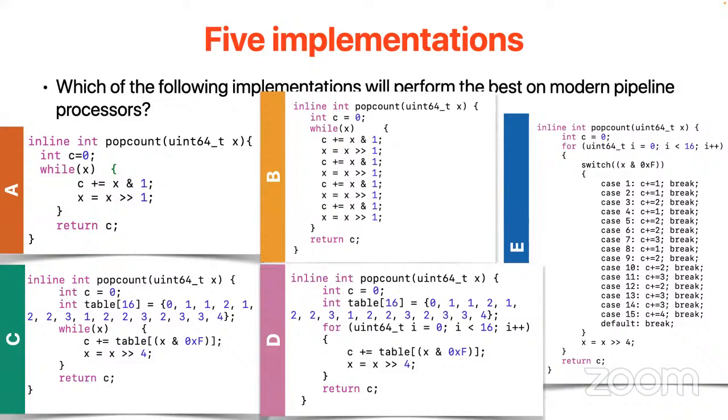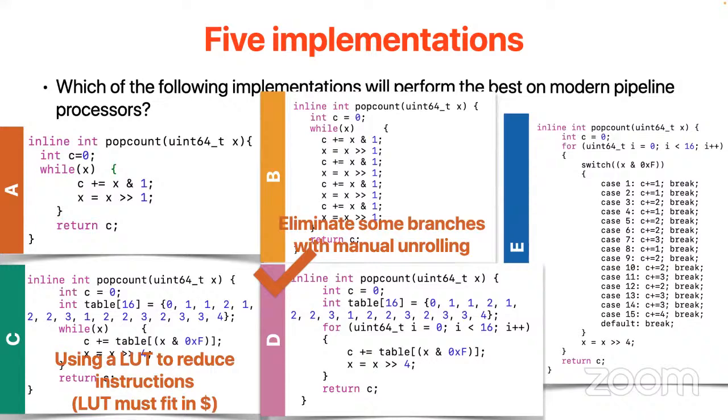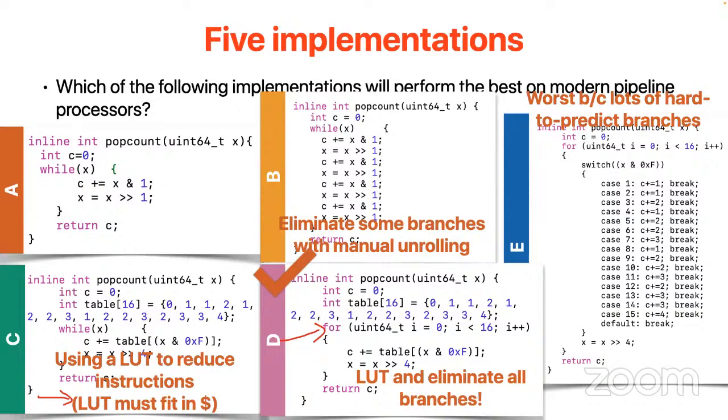If you don't remember, probably go back and look over those YouTube videos. But the D version is the fastest, and B is faster than A because we are able to eliminate some branches with manual unrolling. And for C, we use the idea of a lookup table to reduce instructions, but the lookup table must fit in the cache. Otherwise, if your table is really big, then it's going to be worse. And for D, it eliminates all the branches because it allows the compiler to automatically unroll and also use the lookup table to reduce the amount of instructions. And E is actually the worst because we have a lot of hard to predict branches.